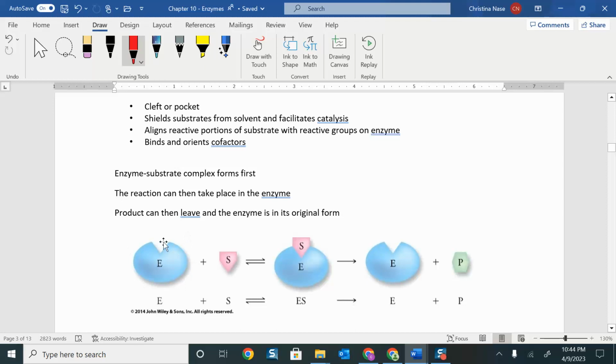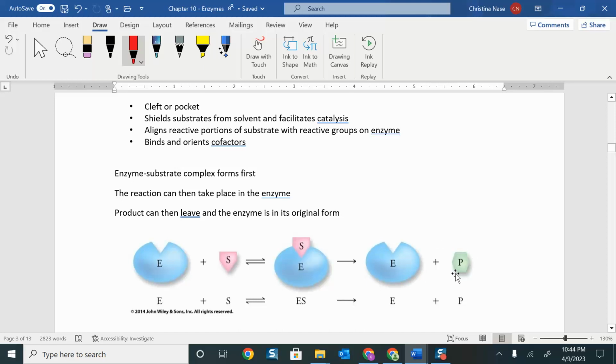So what happens first? You have your enzyme, you have your substrate, and they form an enzyme substrate complex. There's going to be some kind of attraction between the substrate and the enzyme. The reaction happens, and then you release the enzyme and the product. So the enzyme should come out unharmed. The substrate should change.